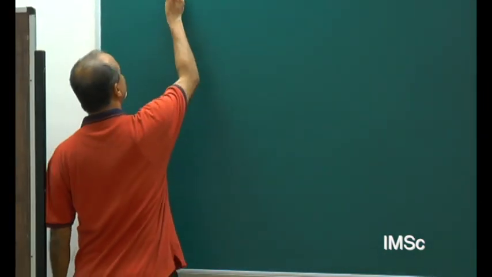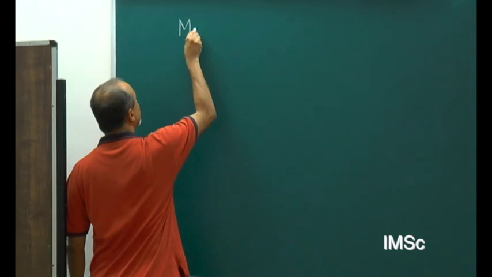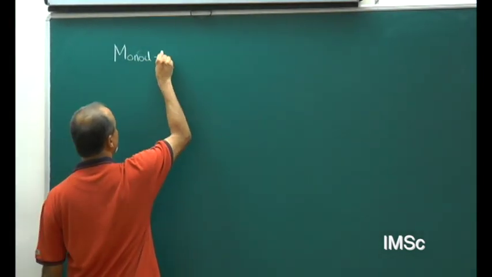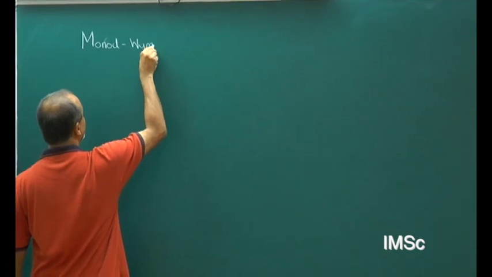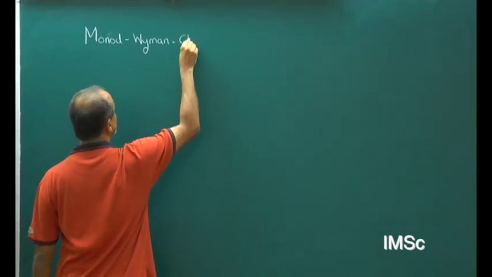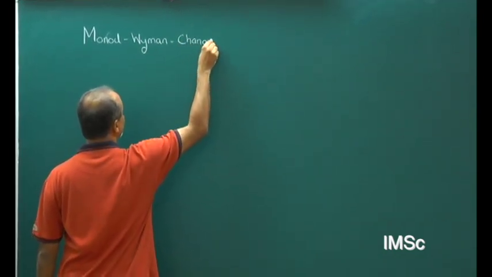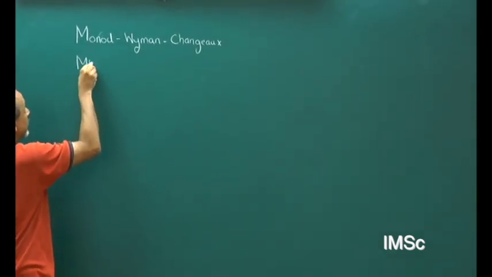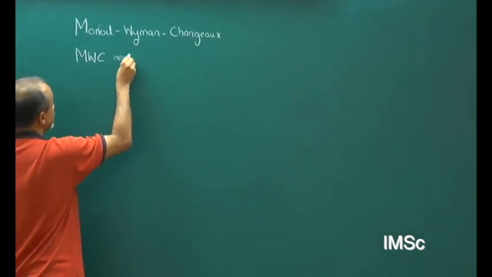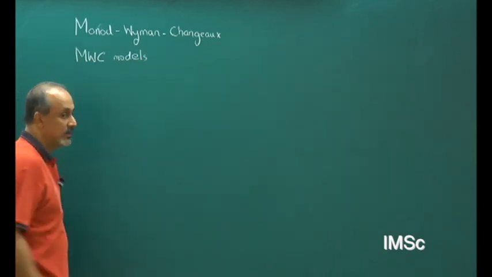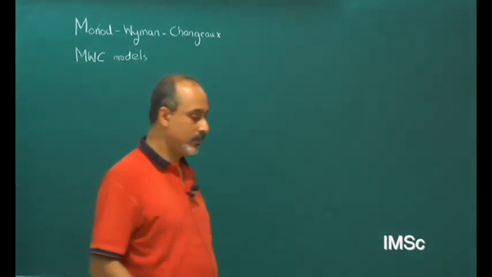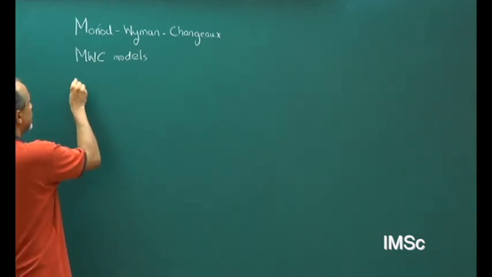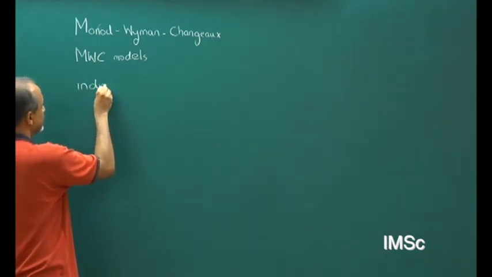So we were talking about a class of models that are named after Monod, Wyman, and Changeux, otherwise known as MWC models. These models are important because in a very general way, they emphasize what is called indirect regulation.